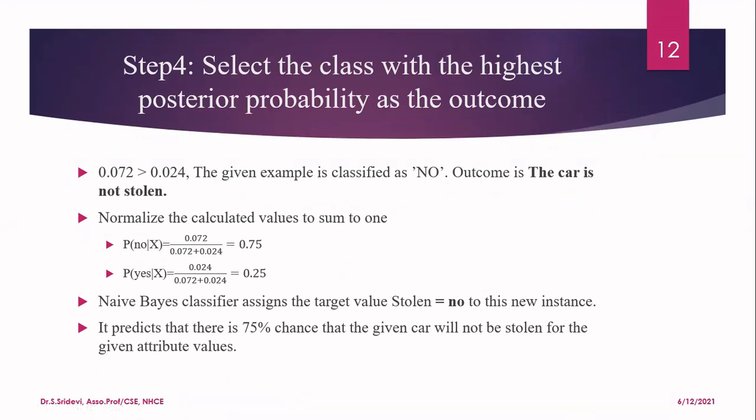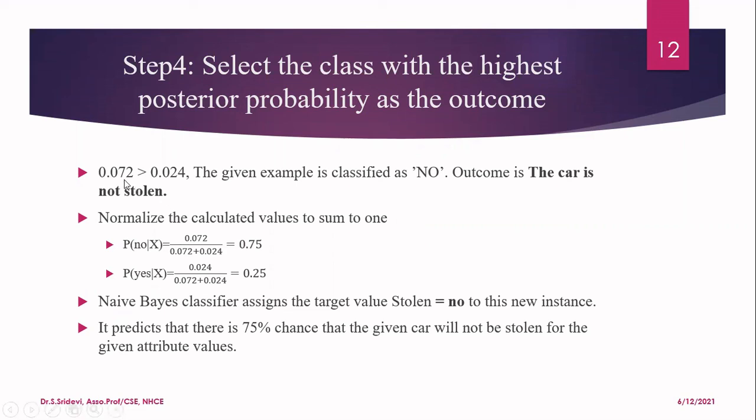What is the confidence that you say the car is not stolen? In that case, we cannot give any relation between these 2 numbers. Confidence means we have to say I'm 50% confident, 75% confident, or 100% confident. So we have to find that out. For that, we need to normalize the calculated values so that the values sum to 1. You always know that the probability of an event occurring and the probability of the event not occurring, when you add both, you will get 1 only. The total sum of all the probabilities related to a particular event will be 1.